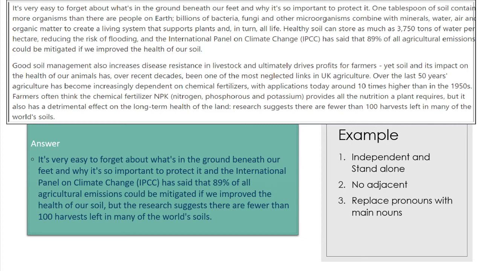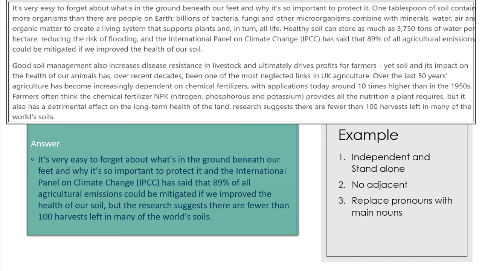And then after that, make sure they are not adjacent. If you try to write adjacent sentences, then you will lose your marks. So find independent sentences that are not adjacent or that are not following each other.